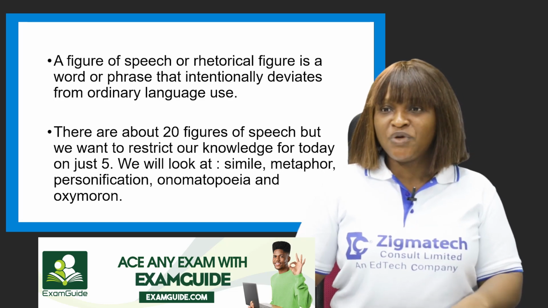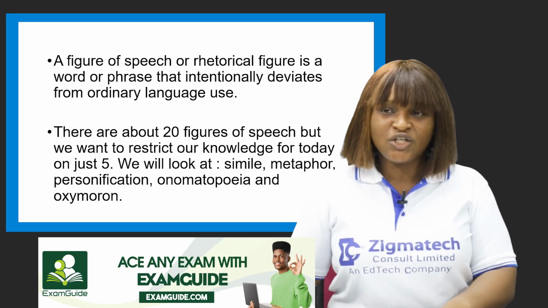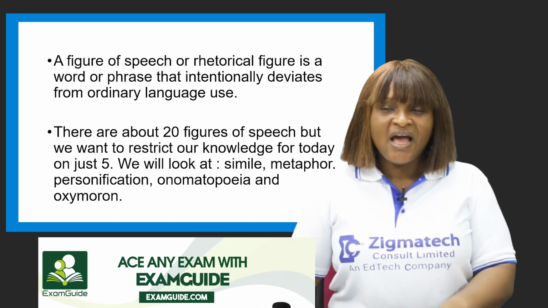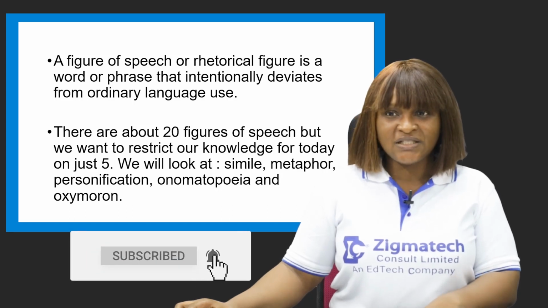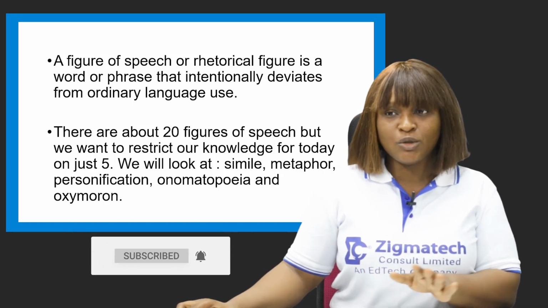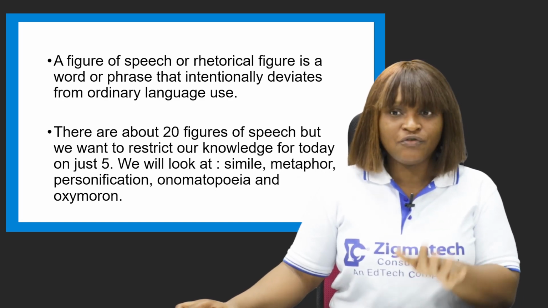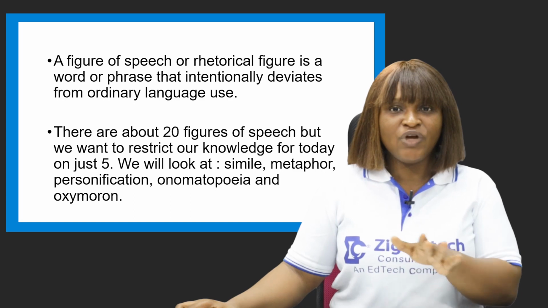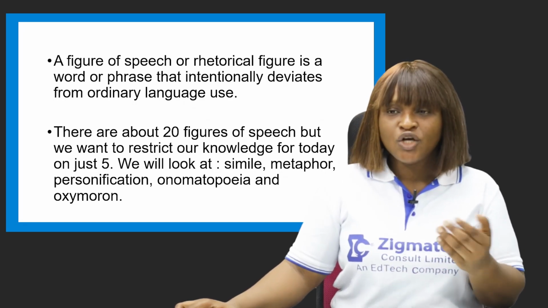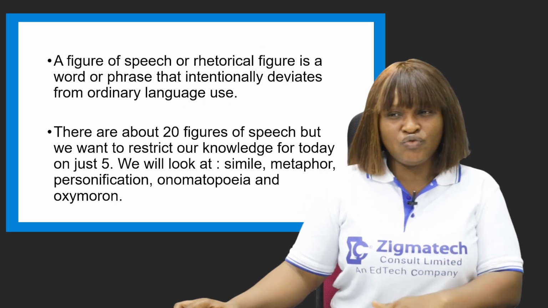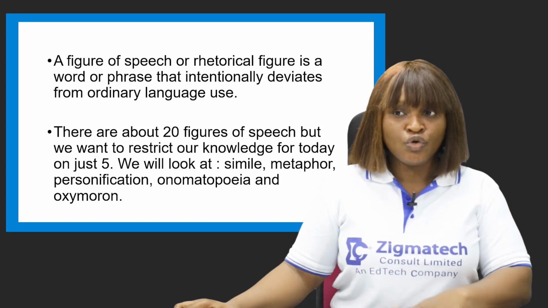So basically we'll be looking at simile, metaphor, personification, onomatopoeia, and oxymoron. These are the 5 we'll be looking at. You can see that I mentioned that we have about 20 figures of speech, but we want to restrict our knowledge for today. It's not like we are not going to go further into others. Perhaps you have a hunger to know more of them. But we just want to restrict our knowledge to simile, metaphor, personification, onomatopoeia, oxymoron.